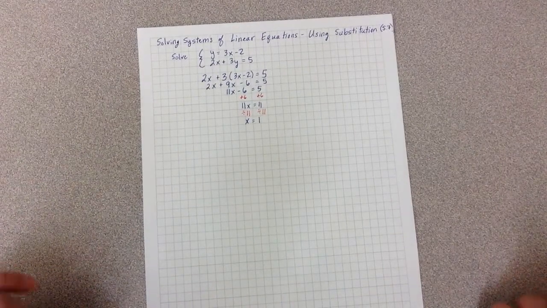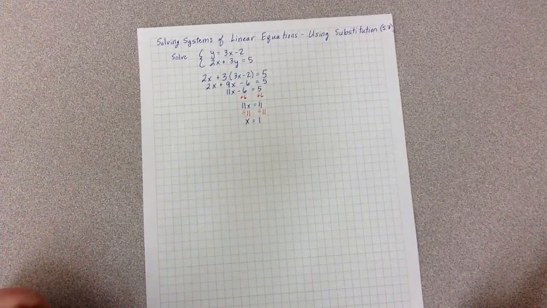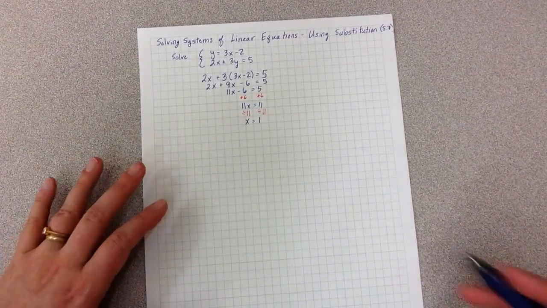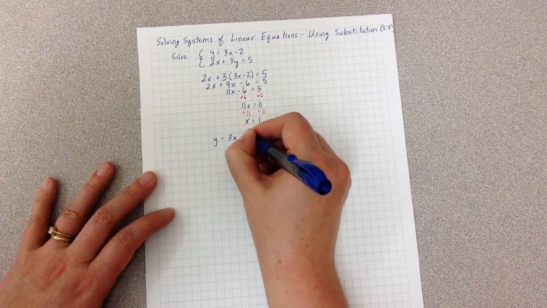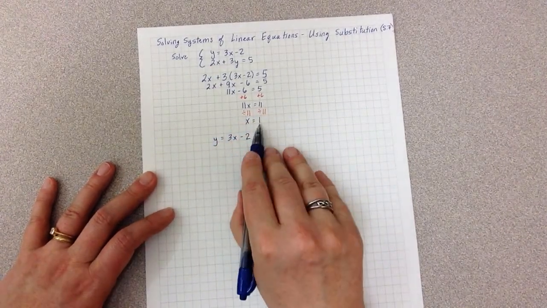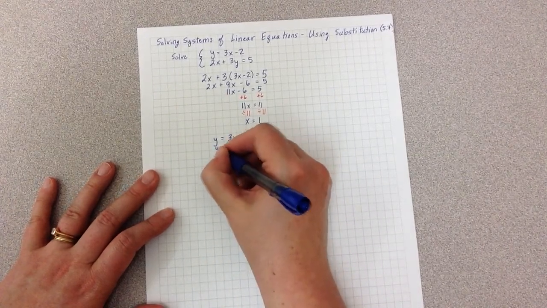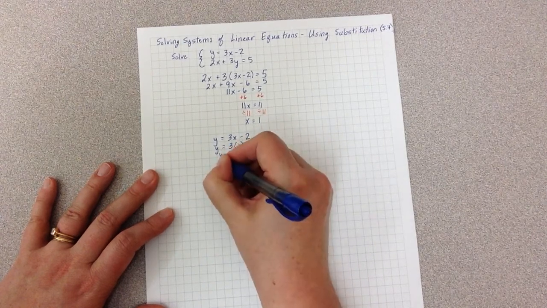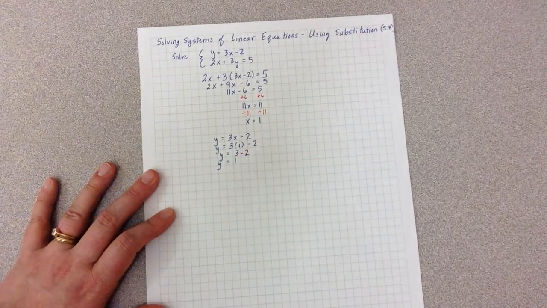So I'm halfway there. I've got x. However, remember this is a point that I'm solving for, so I need the second half of the point, the y. So I take my first equation, since it already has y alone. And now that I know what x is, I'm going to substitute that x value in. So I've got 3 times 1 minus 2, which is 3 minus 2, which is 1.